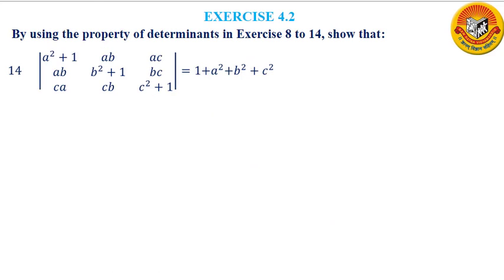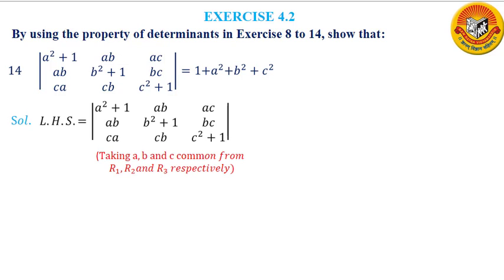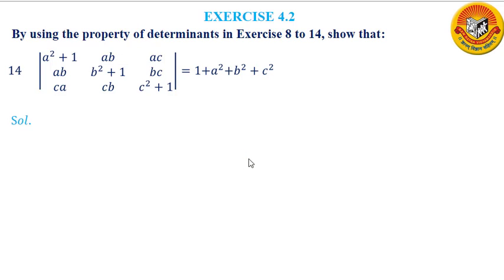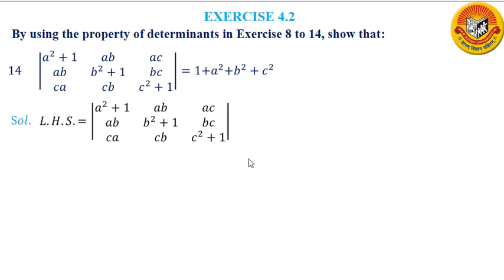Yes? Okay. Now let us come to the 14th question. The left hand side is a square plus 1, ab, ac; second row is ab, b square plus 1, bc; and third row is ca, cb, c square plus 1, and on the right hand side we have to prove that it is equal to 1 plus a square plus b square plus c square. So let us see how to solve this problem. This is a very important problem because it is a little difficult compared to the other problems we have done.